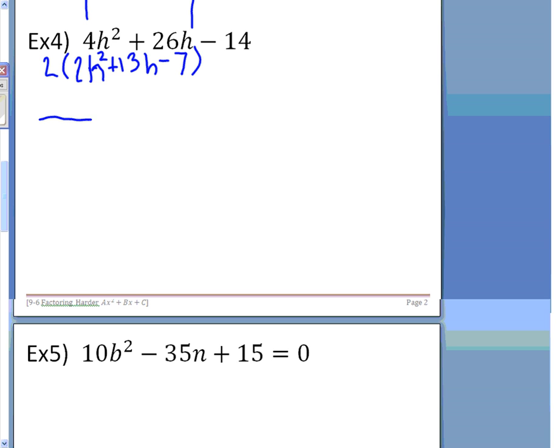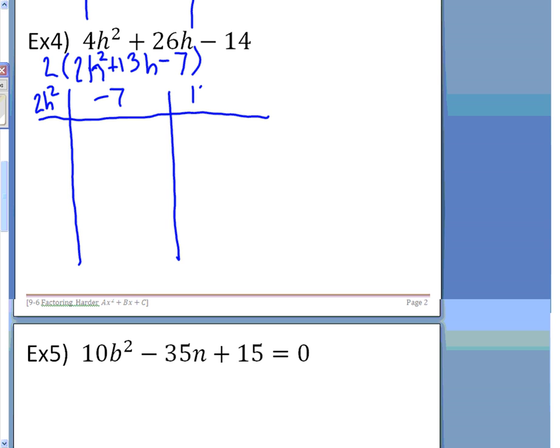Excuse me for the horrible drawing there. Let's go ahead and make our table. All right. I'm going to deal with the 2 now. So 2h squared, -7 product, sum that's positive 13. All right. So my first thing is, well, it's going to be 1 and 2. Now, I want a -7, so that's going to be 1 positive and 1 negative. So let's try -1 and +7. If that does not work, I would then have to try 7 with a -1. And if that didn't work, then I would have to try a 1 with a -7 and a -7 with a 1. But let's go ahead and try this first one.